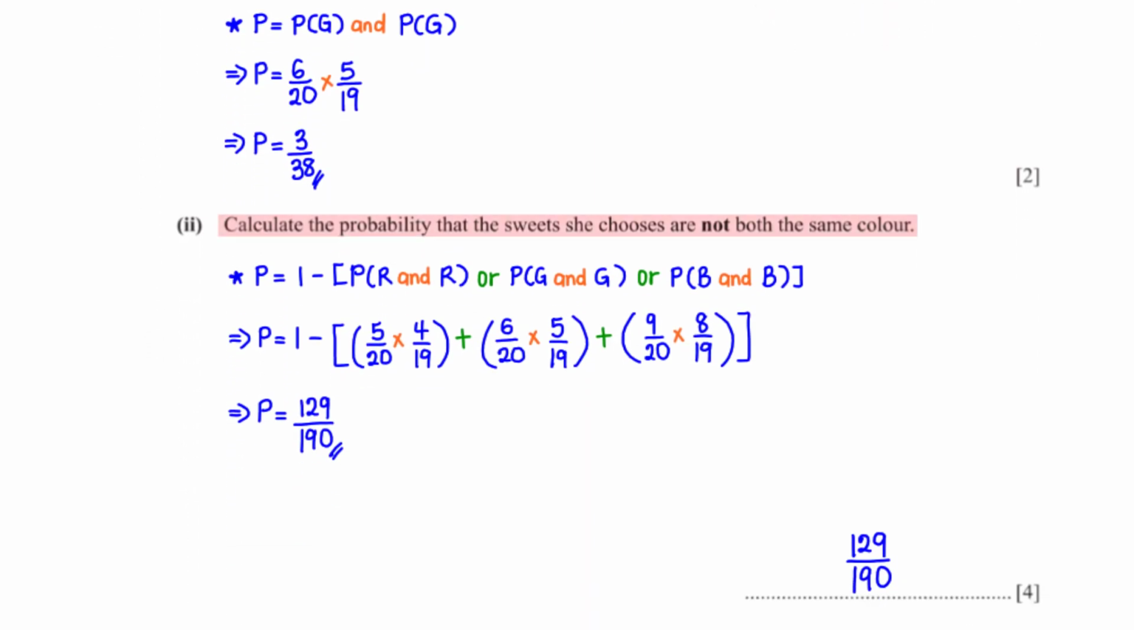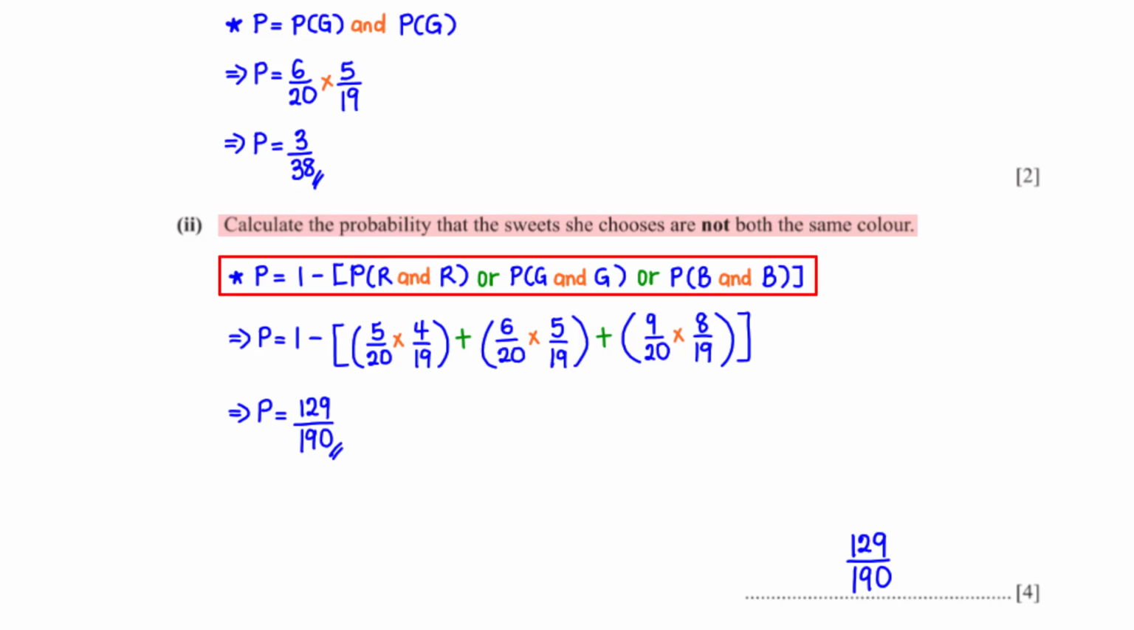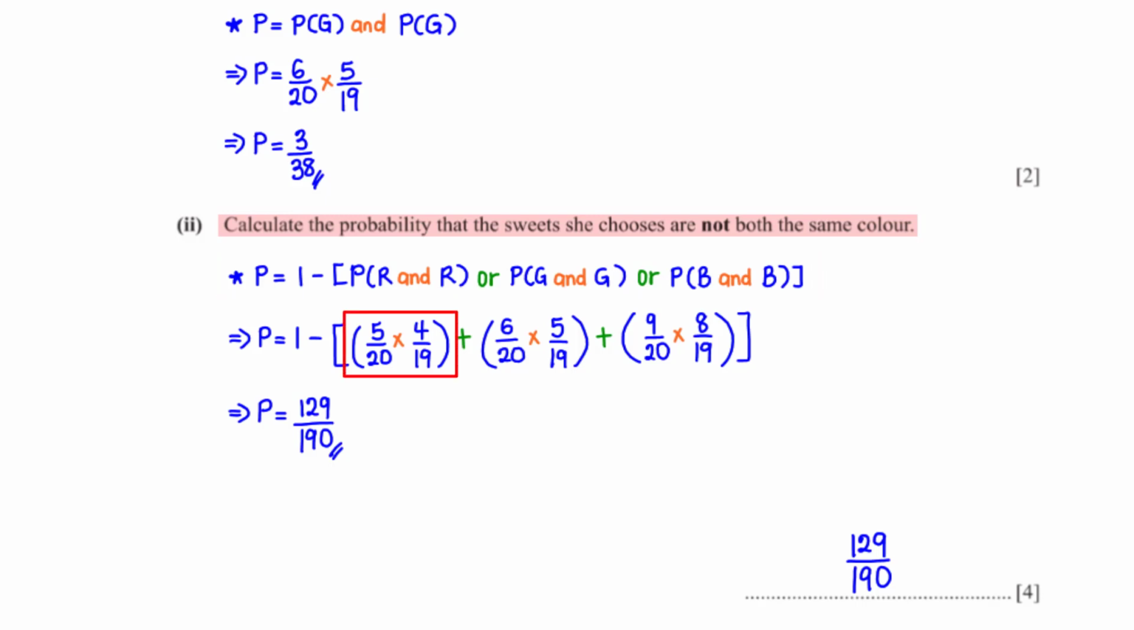Calculate the probability that the sweets she chooses are not both the same color. One way we can go about this is to find the probability that both sweets are the same color and subtract from 1. In the event that the 2 sweets are the same color, then it means she either picks 2 red sweets or 2 green sweets or 2 yellow sweets. The probability that the first sweet picked is red is 5/20. Without replacement, the probability that the second sweet picked is also red is 4/19.